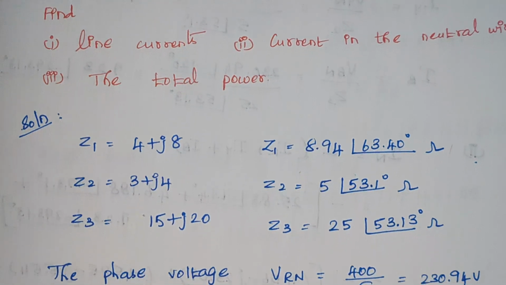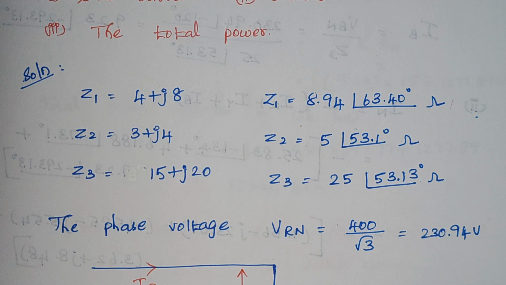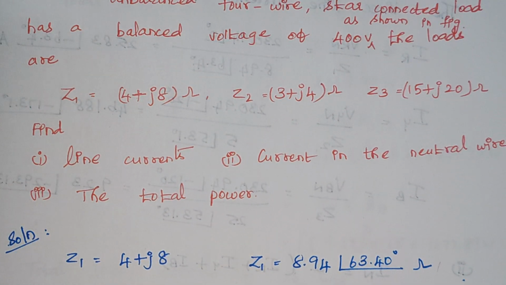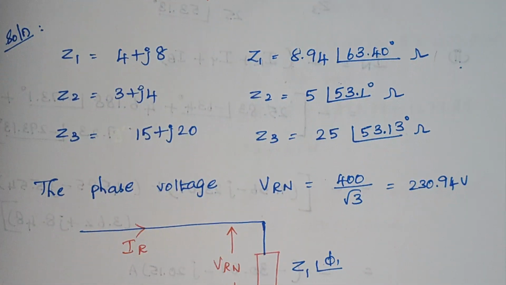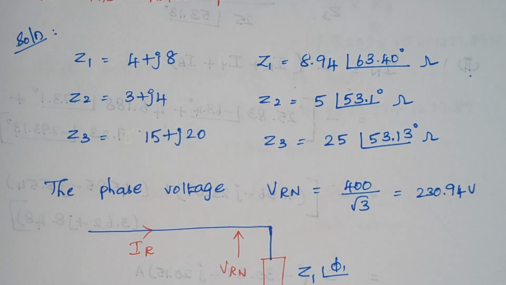I'm converting these impedances in rectangular form to polar form. So as we already know, in a star network, the given voltage is our line voltage, right? So here you see this 400 volt is our line voltage. So we are finding the phase voltage. So this is 400 by root 3, right?